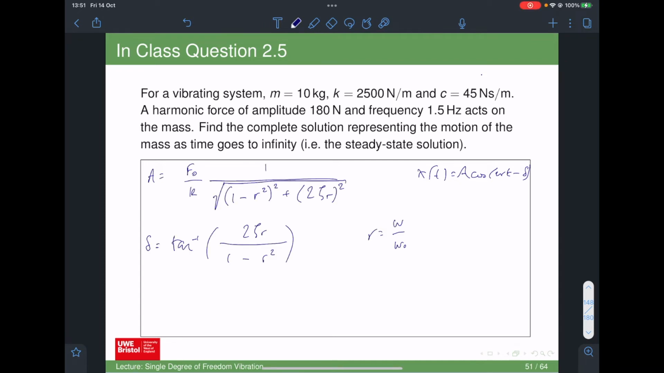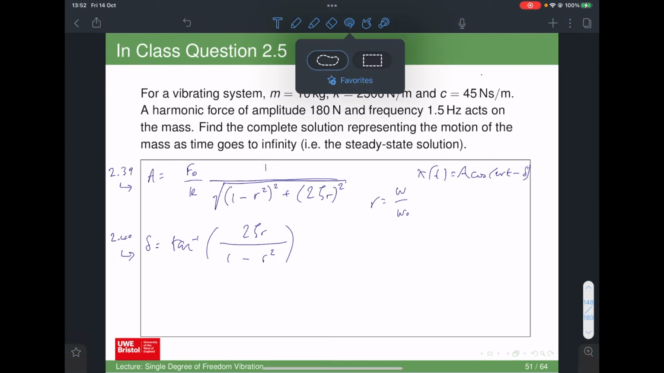So I'm going to use these equations that are also in the notes, 2.39 and 2.40. I'll put them up here: 2.39 and then 2.40. The reason I'm using them is that it's a bit easier and quicker to solve this problem. There are a few things we need to work out first. In fact, I'll move that down.